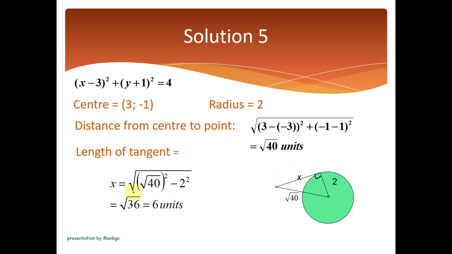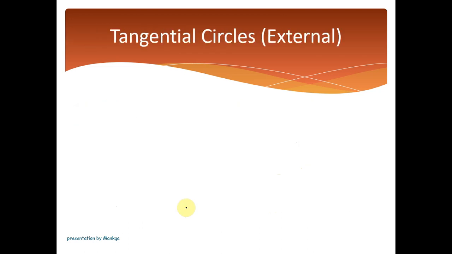When you use Pythagoras, x is equal to the square root of 40 minus r squared. This will be y. I think you understand. Therefore, the square root of 36 is what? It is 6 units, which means the length of the tangent there should be 6 units. I hope you understand.